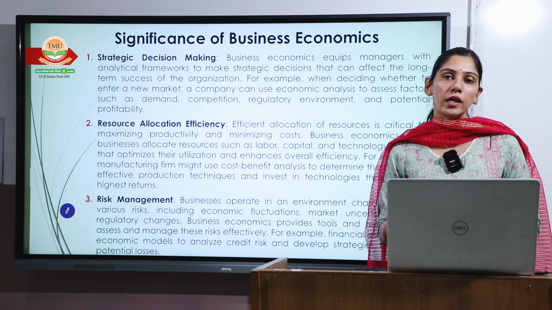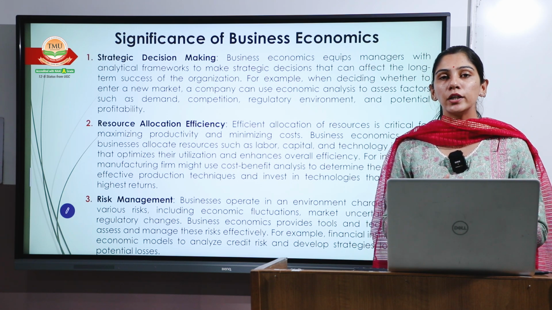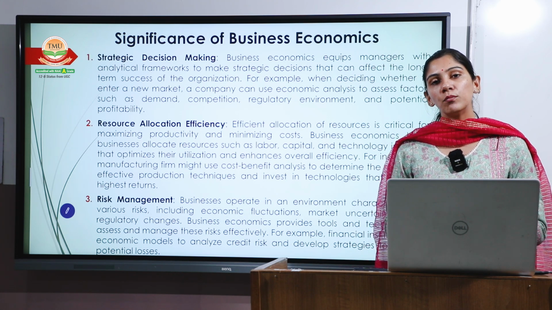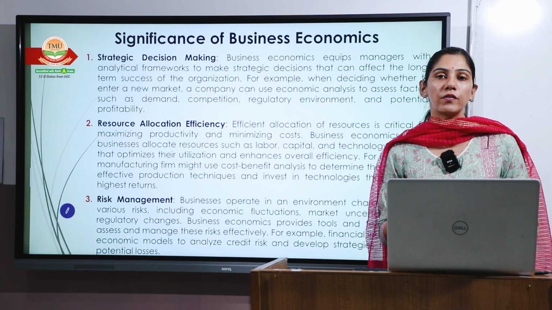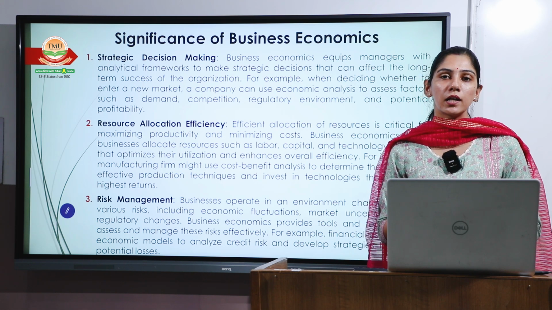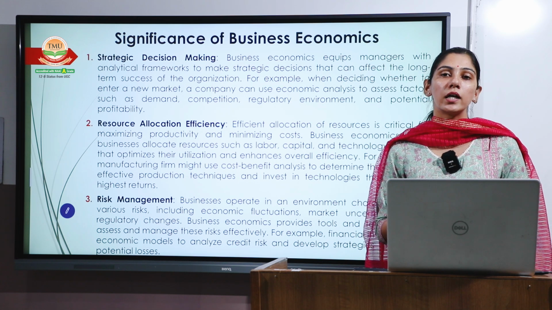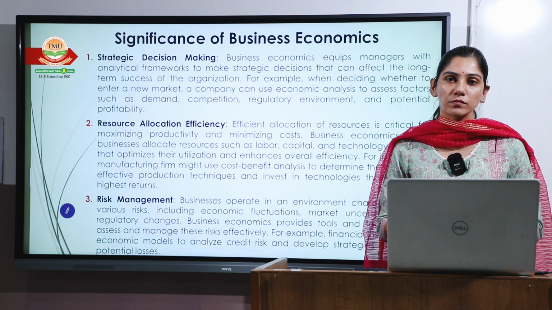For example, a manufacturing firm might use cost benefit analysis to determine that the most cost effective production technique is to invest in technology that can offer the highest return.